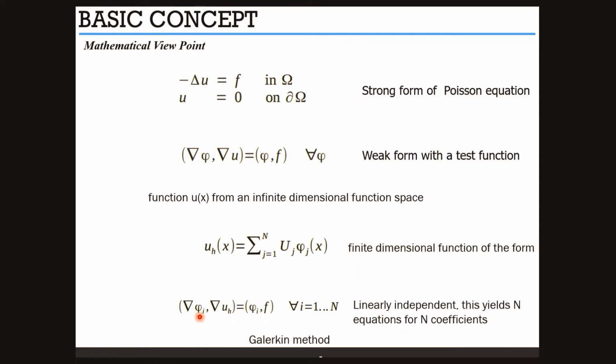Well, here the nabla of phi i and nabla of u is equal to phi and f, which must be equal. Actually, the left hand side must be equal to the right hand side, but sometimes it turns out that it must be the same for each particular function.